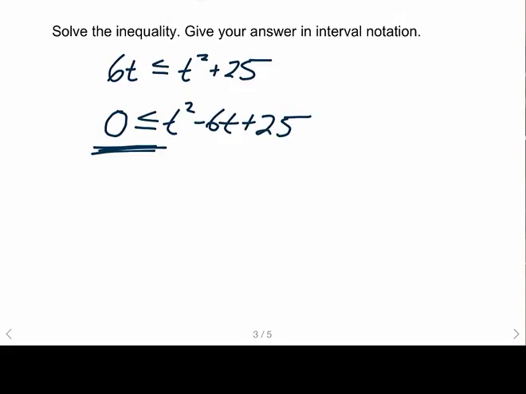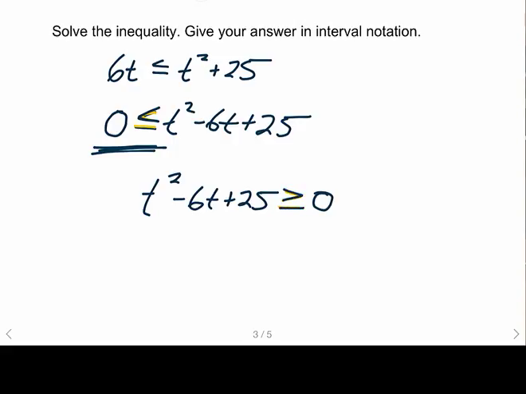So I'm going to reverse the inequality, or just switch the inequality around. I'm going to put t squared minus 6t plus 25 on the left-hand side, and the 0 on the right-hand side, and then we're going to note the nature of the inequality. 0 is less than or equal to the quadratic, which means the quadratic is greater than or equal to 0, right? When we switch everything around, everything flips. Or another way to think of it is, if the inequality symbol was pointing at 0 and opening up to the quadratic, it should still point to 0 and open up to the quadratic.